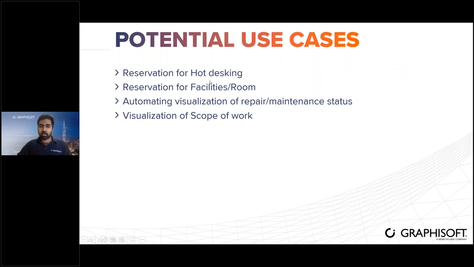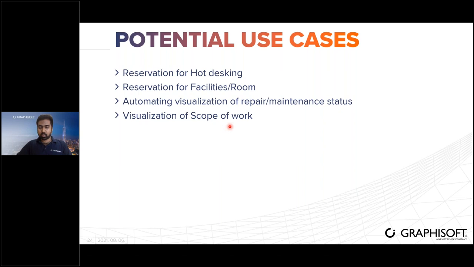All right. So let me show the potential use cases here. As we all saw, hot desking is one use case, and we can also reserve facilities or rooms, something like meeting rooms, dining halls. We can use BIMx to book all those, and we can also use the BIMx API for visualizing the repair and maintenance statuses of components inside BIMx. And we can automate those visualizations from any database, not just Google Sheets. You can use any database, read the data from there, and then automate the visualization using the API.